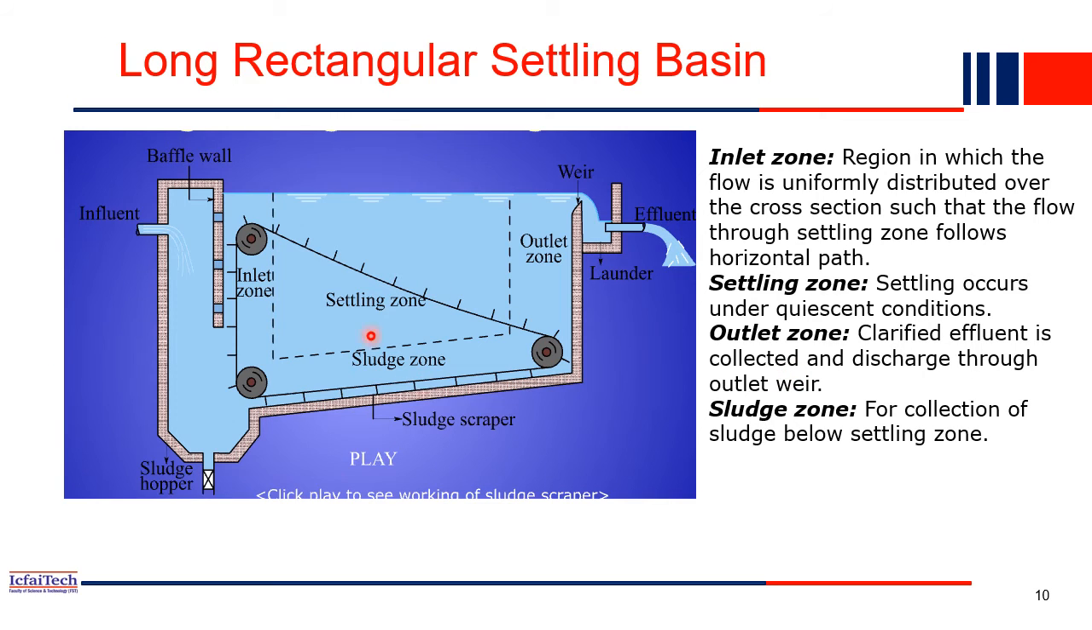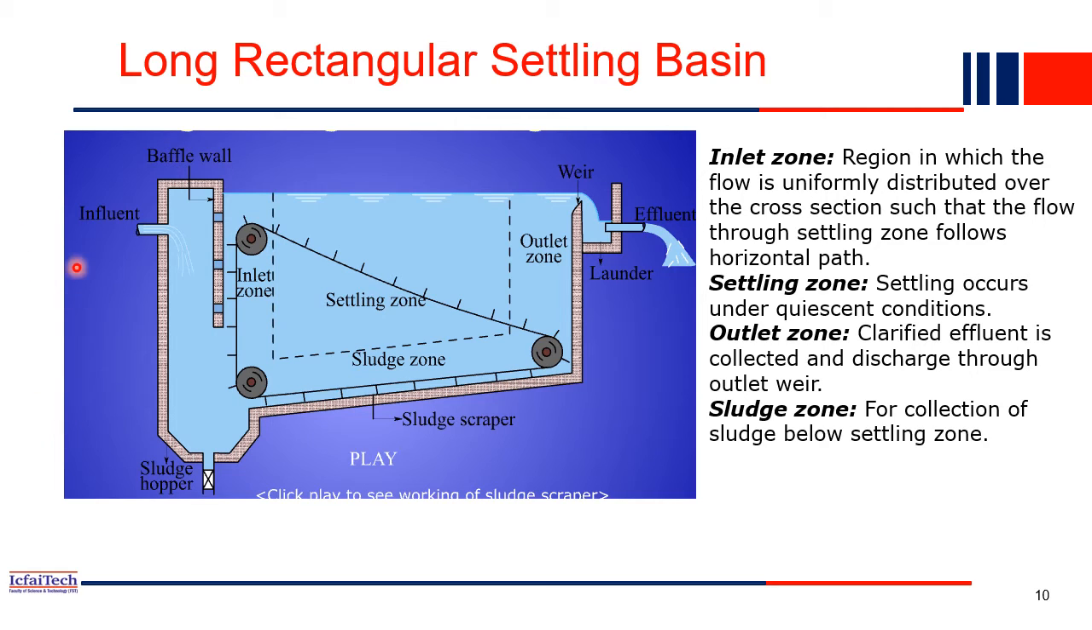So this is the figure for the long rectangular settling basin. You can see this is the typical diagram for that. Here you have the inflow. Inflow means the water is coming maybe from the aeration tank. Before that we have one more tank, the aeration tank that we discussed in the last class.